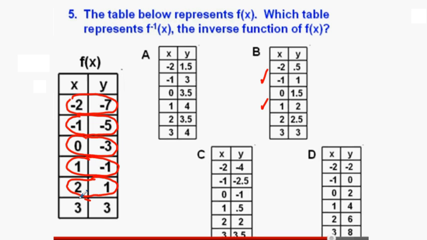And lastly, we have the point 3, 3, and its inverse is going to be the x and y positions switched, 3, 3. So the only data set where we have any inverse points in common is this answer choice B.